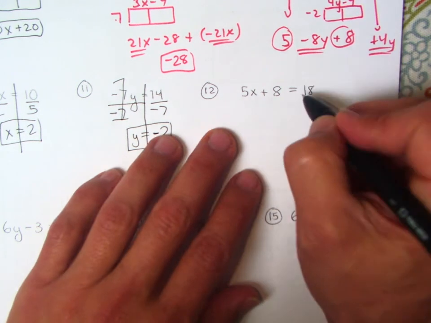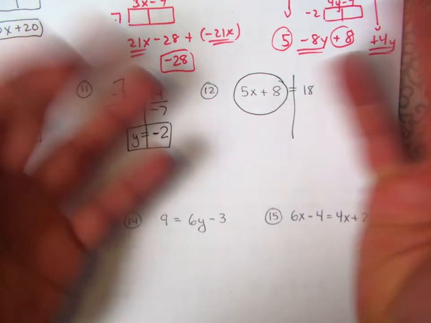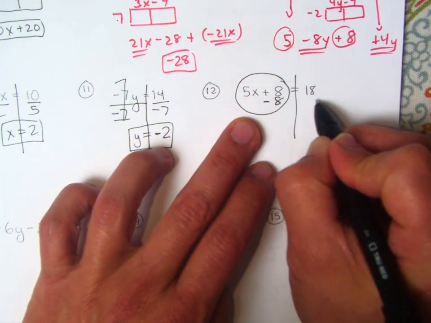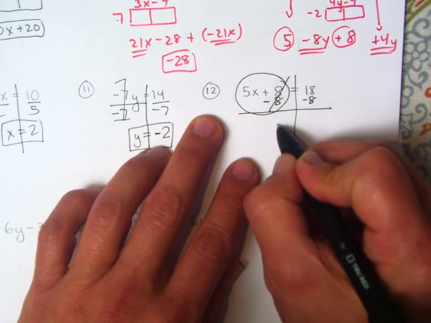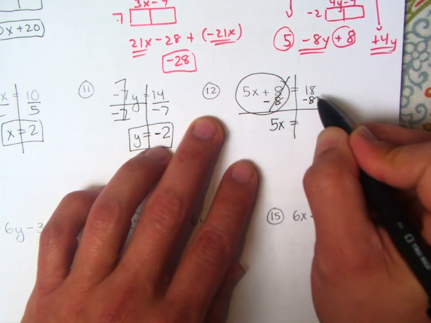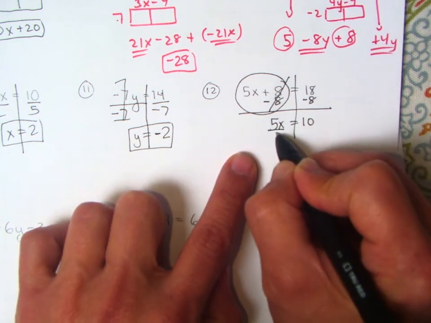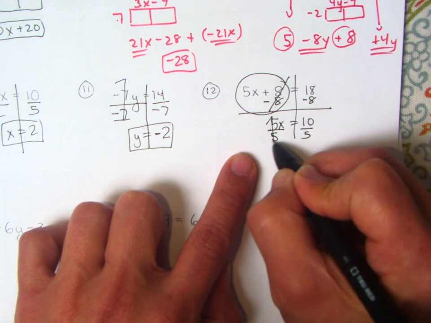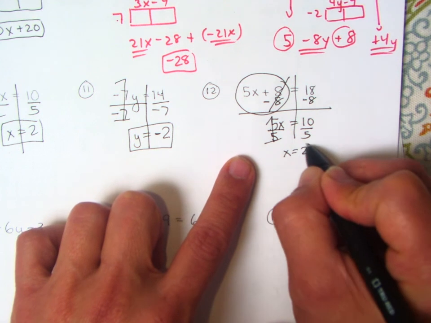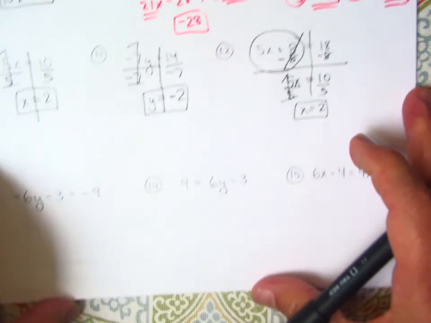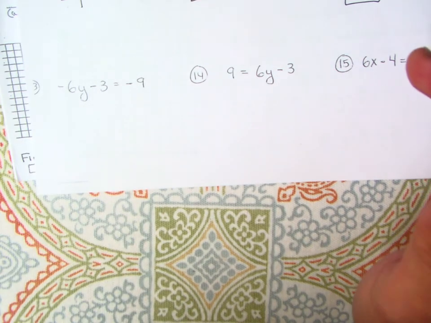On the other side, I can't divide by 5 yet because I got to get rid of things. So I got to get rid of the positive 8 by subtracting 8. 5x equals 18 take away 8 is 10. And now I could divide by 5. And that's your 1. And x is positive, yep, it's 2. Good job, you guys. All right? Just don't copy to copy. Come on, copy to understand.